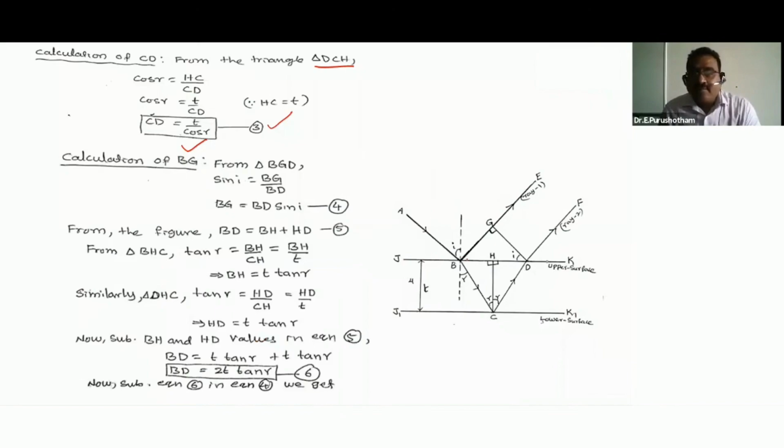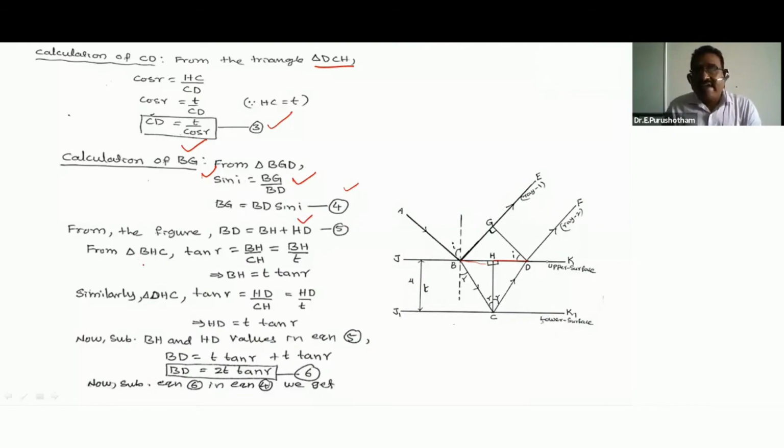From the triangle BGD, I want to take sin I. Sin I is equal to opposite side BG by hypotenuse BD. So BG is equal to BD sin I, equation number 4. But what about BD? It is BH plus HD, this is equation number 5.